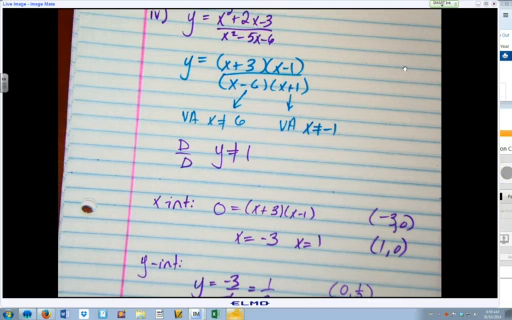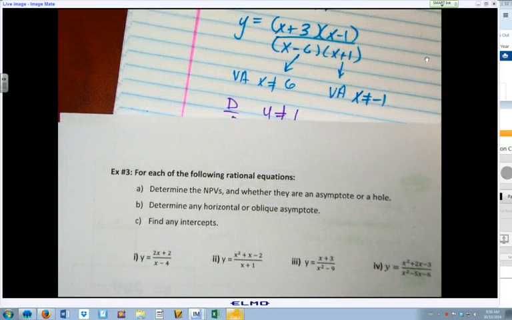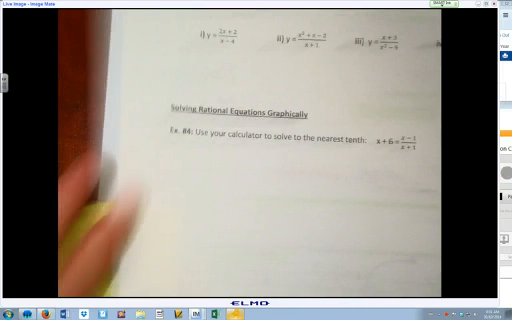Homework today is going to be two things. First is just practicing what we did in this example, so just practicing getting the vertical asymptotes, the horizontal. Second thing is going to be example number 4.